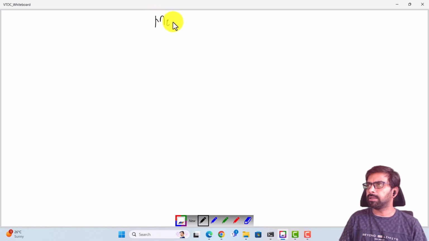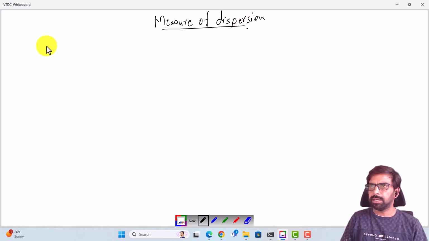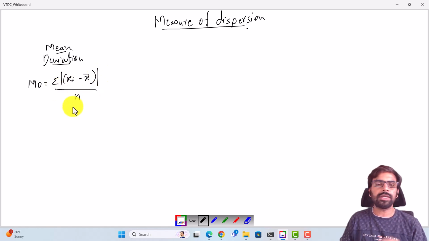I'll put the data. Measure of dispersion. This is what we are doing. I'll not write everything because we've already seen mean deviation, and mean deviation is nothing but equal to, we have given the formula. I think you clearly understand the formula now, right? So mean deviation is nothing but sigma of xi minus x bar, the modulus of this, divided by the number of quantities or number of data points over here. We have already understood it.